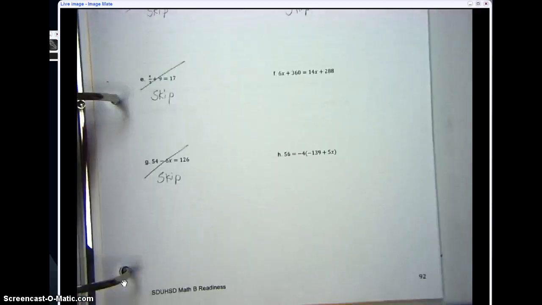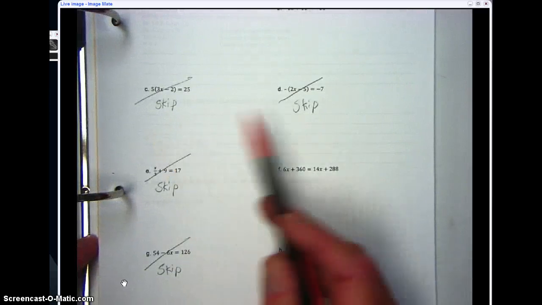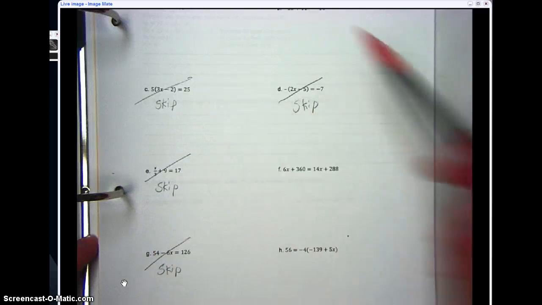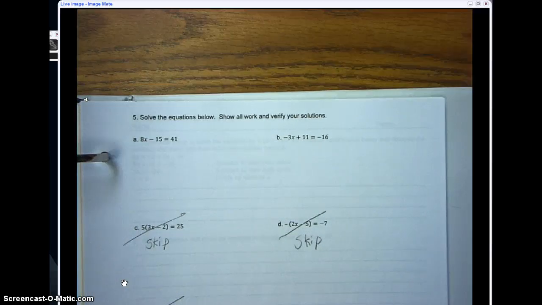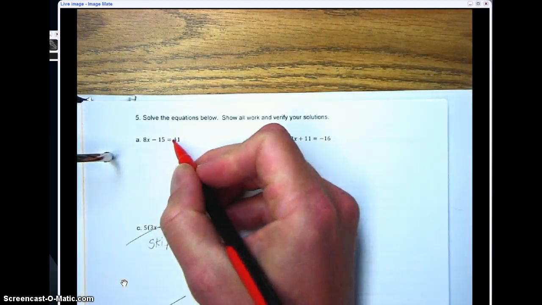Alright, turn the page to 92. You see that I've written skip, skip, skip, skip on these 4, so you can do the same thing. C, D, E, and G. We're not going to go through. We're only going to do 4 of these equations. So I'll begin at number 5A. It says solve each equation and show all work and verify. So this should be easy for us at this point.